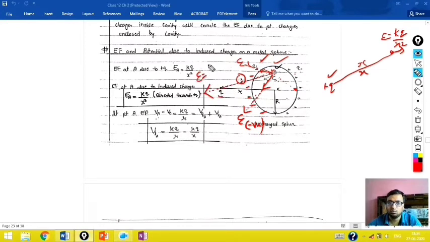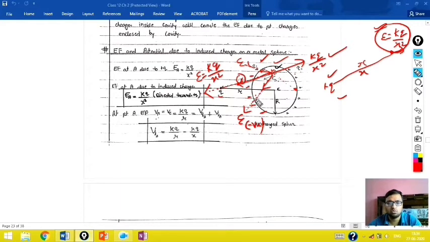This electric field should be exactly kq upon x square, and its direction should be opposite to the direction of the electric field due to plus q. Only in that condition can we say that the net electric field at this point A is 0, because at A one electric field is towards here, kq upon x square, due to plus q, and due to this whole system the electric field should be opposite to this.